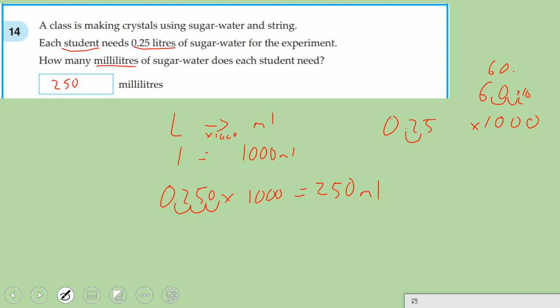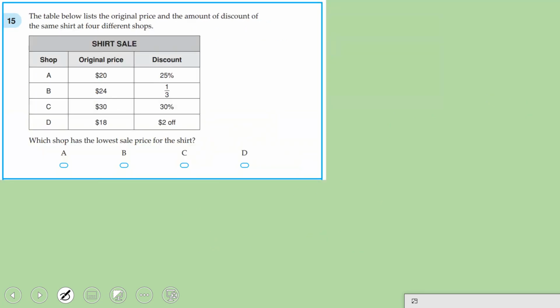Again, with the jumps, it's doing it manually. You can just do it in a calculator. If you do this times 1,000, that will get you that same answer that we've already got.